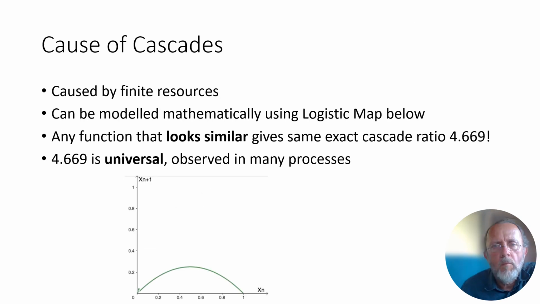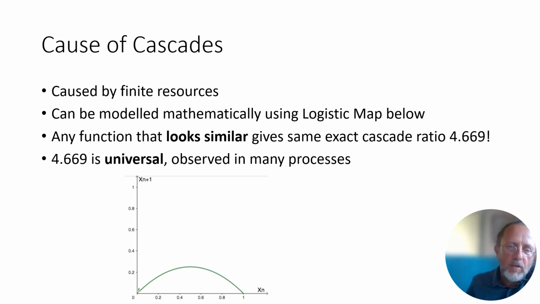So you get these cascades in all kinds of situations, and they are in fact caused by finite resources. And finite resources can be modelled mathematically using something called the logistic map, which is shown below here. But you can also use something else. It doesn't have to be the logistic map, as long as it looks similar to the logistic map, it will always give exactly the same result.